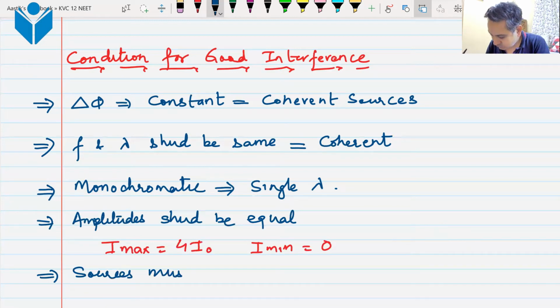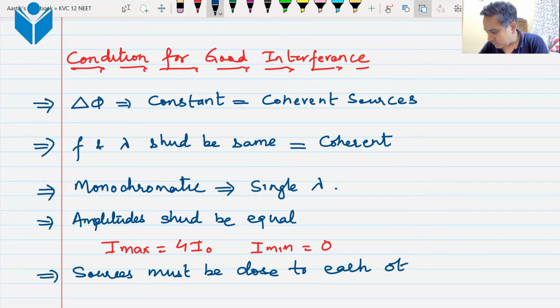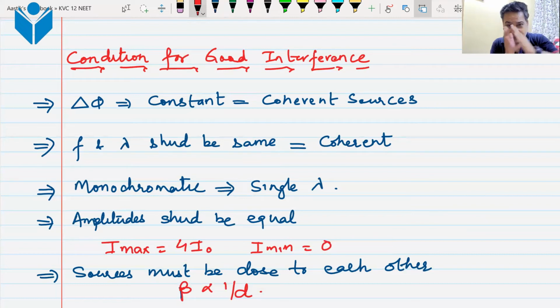Sources must be close to each other. Why do we want the sources to be close to each other? Because your beta, which is your fringe width, is inversely proportional to d. If the sources are very far away, your beta will become small. The dark fringe and bright fringe widths will become very small, and it will be very difficult for you to observe where is bright and where is dark. So the sources must be as close to each other as possible.